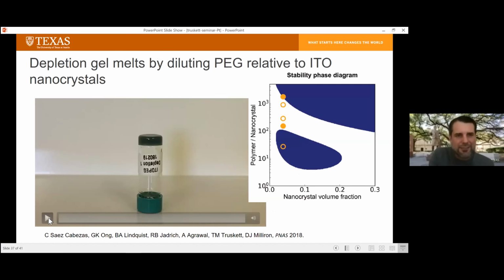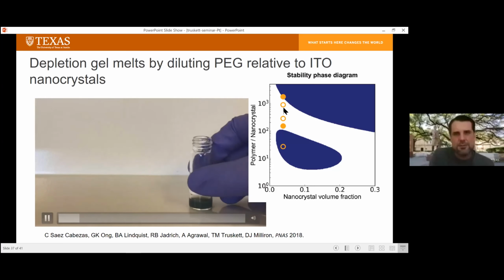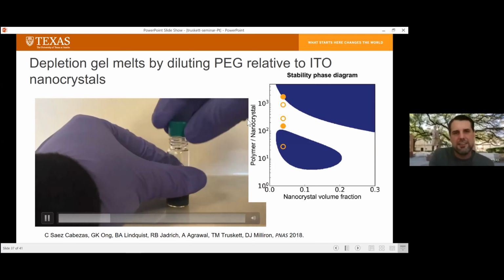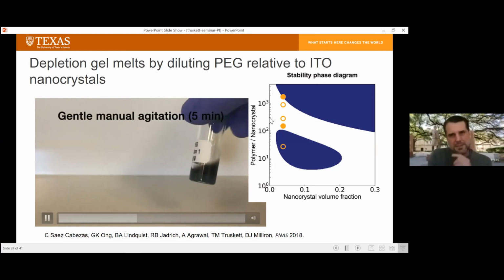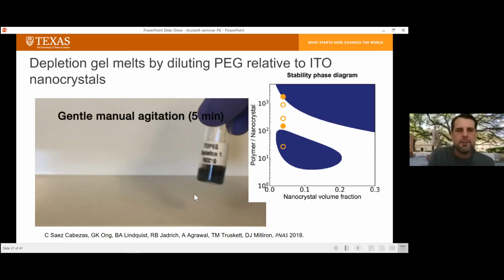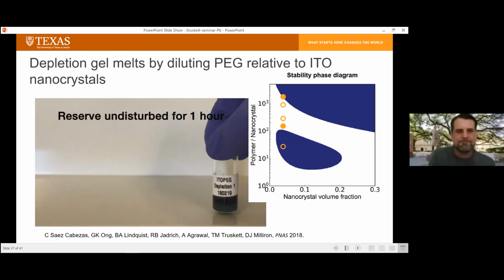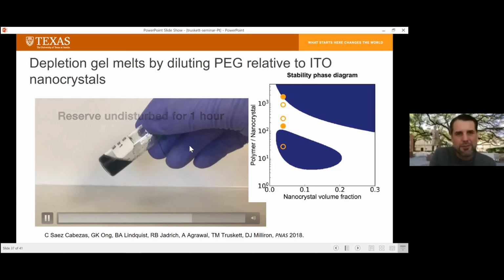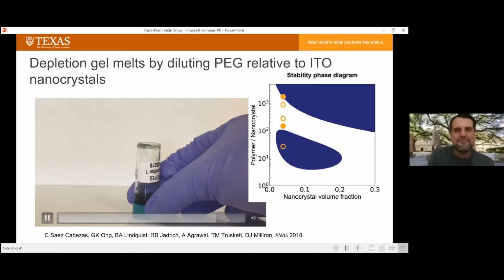Okay, the only movie that I've got, I'll show you now. This is starting in the depletion gel and then adding nanocrystal without linker, just basically taking you down this path to show that you go from a system that was gelled to indeed a system that has a flowing liquid. And so this just speaks to the reversibility that you can get in the nanocrystal depletion gel systems. This is from Delia Milliron's group, and that's our co-advised graduate student's hand, Camila, carrying out the experiments.